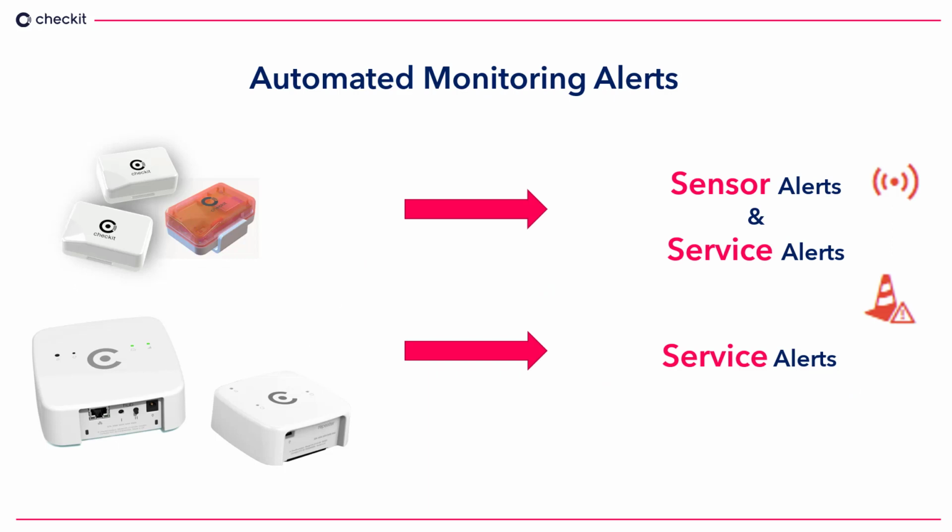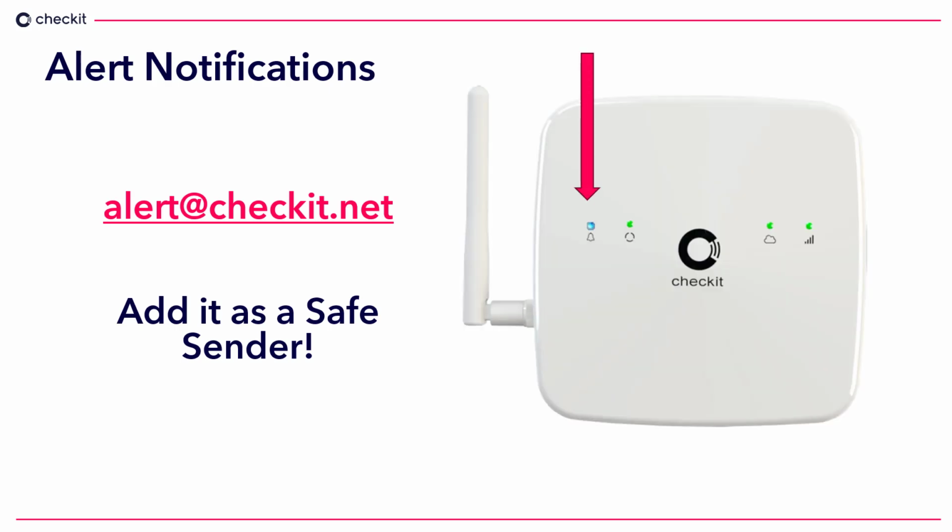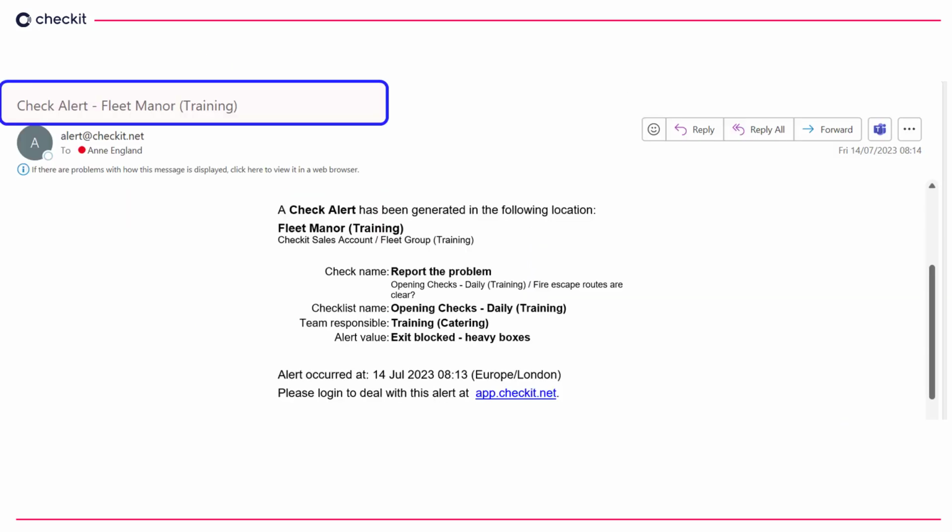So now we know how we get alerts, but how do we get told about them? Next up, alert notifications. All alert notifications are sent by email and will come from alert@checkit.net. The bell light on the repeater and hub will also flash blue if you have sensor alerts. When you get the notification, the heading on the email will display the type of alert and the location. The content of the email will depend on the type of alert it is.